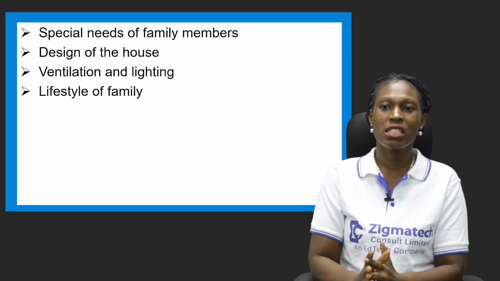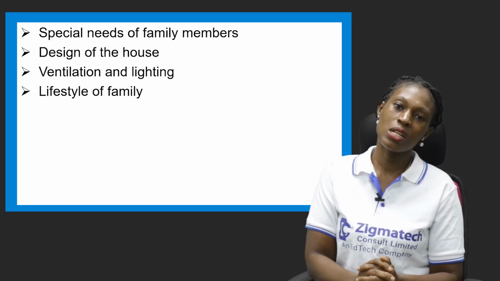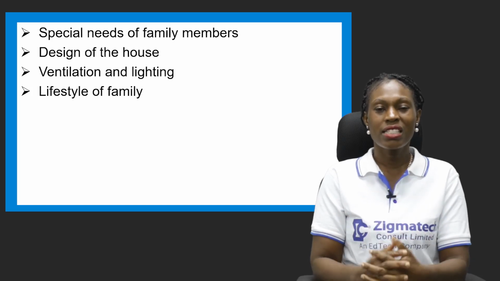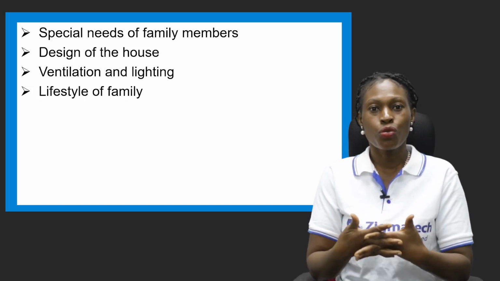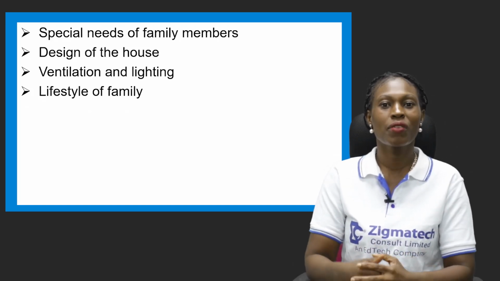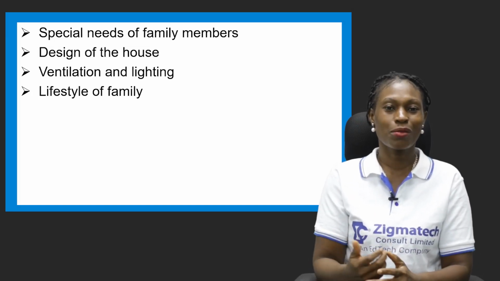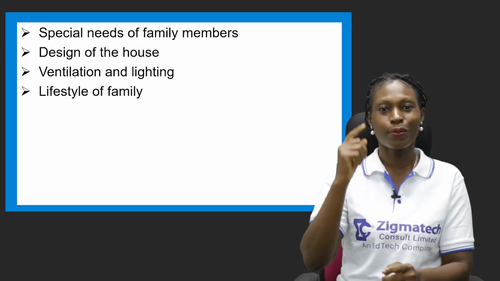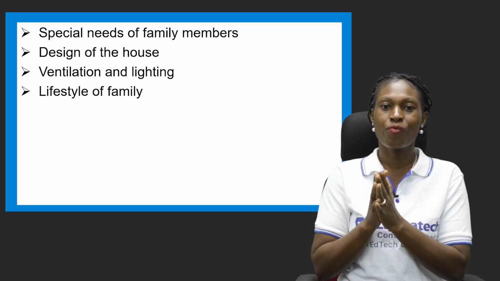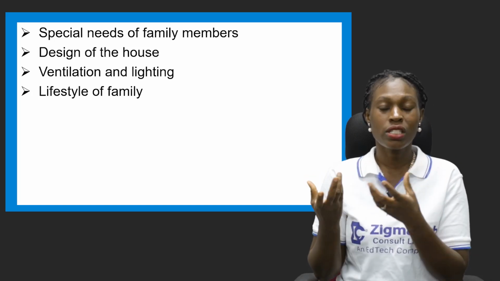The next one we have is special needs of family members. Let's say, for instance, a family member has an issue with their leg, and then the family wants to go for a storey building. Of course, you consider the person that has the issue with the legs, because it will be difficult for the person to go up, come down, and all of that. So these are some of the needs that the family considers when it has to do with the choice of the family house.